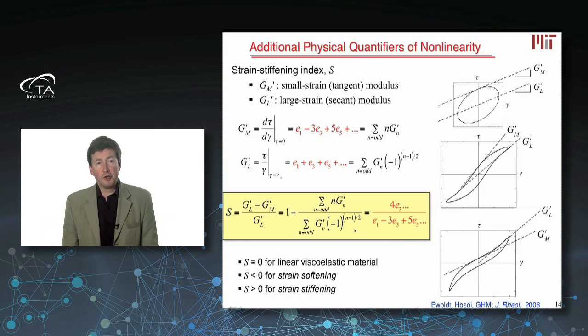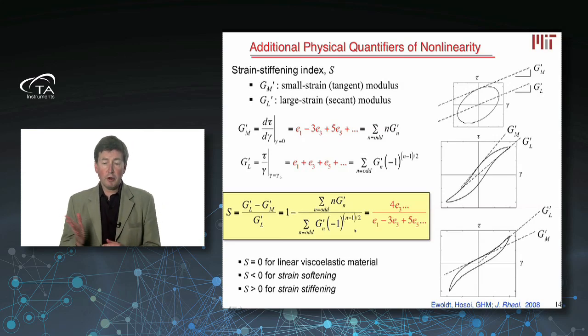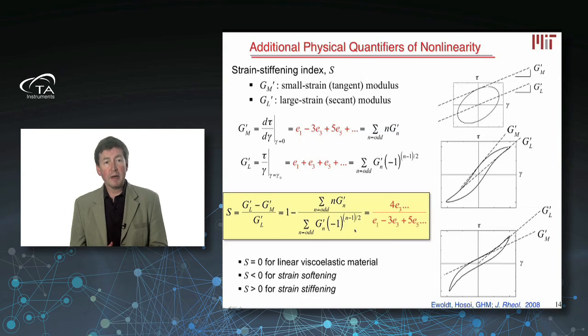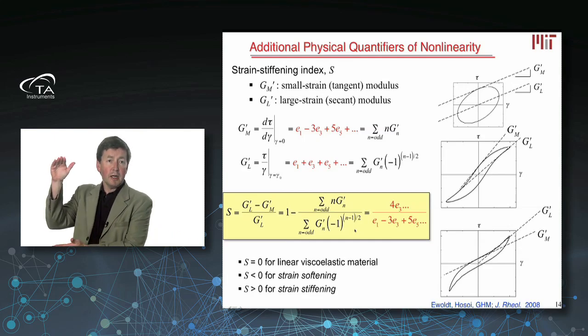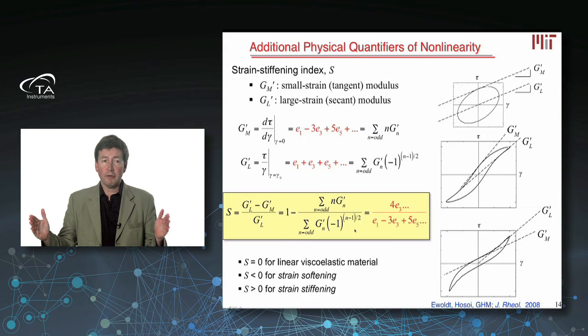The way they're defined is shown schematically in the first plot here. The minimum strain modulus you can think of as the slope of an ellipse. And then the large strain modulus you can think of as what people would call the secant modulus, or the intersection of the value of the stress divided by the value of the strain.